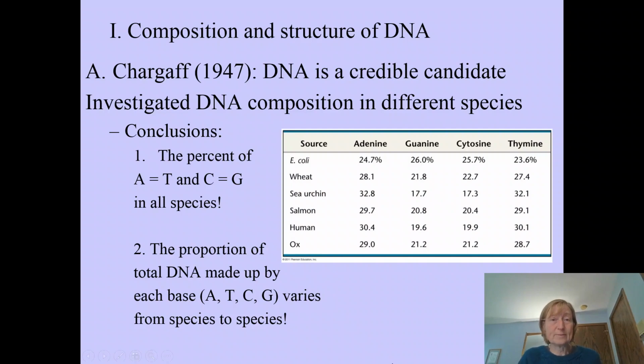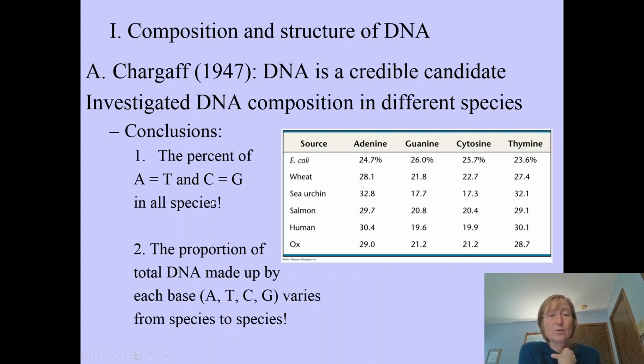Chargaff was investigating DNA composition in many different species. He started looking at the percent of each base, each nucleotide, if you will, in each species, and he realized that they vary across different species. So that's number 2. The proportion of total DNA made up by each base varies from species to species. If you look at humans versus oxen or salmon or sea urchins, the percent of adenine varies.